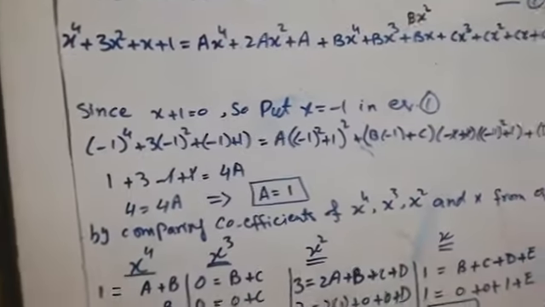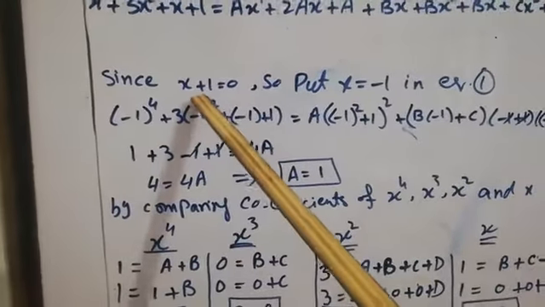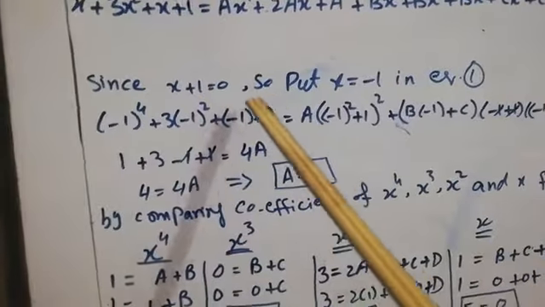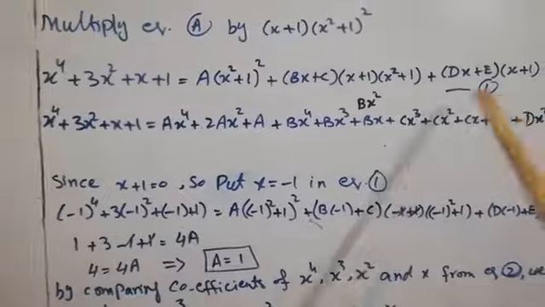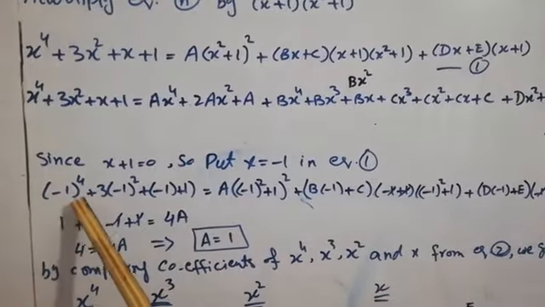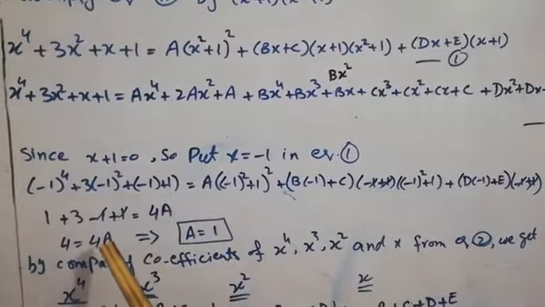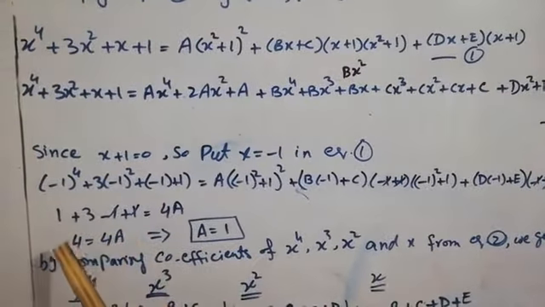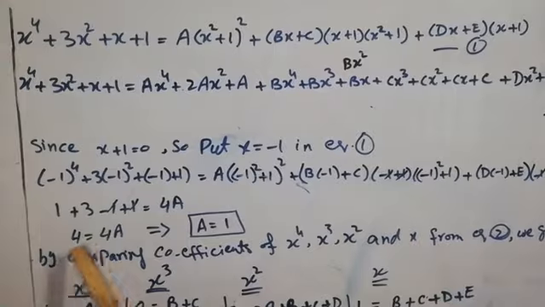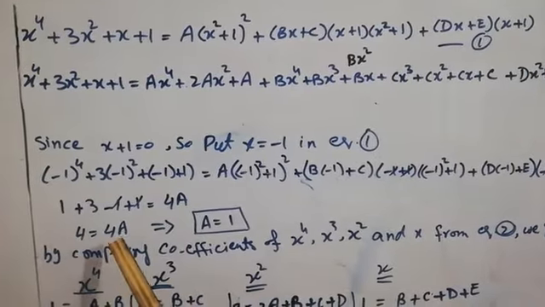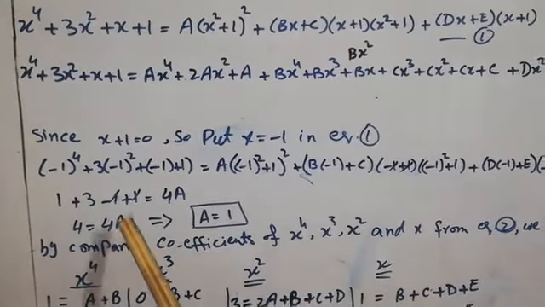x plus 1 is equal to 0, so from this we will get the value of x, which is equal to minus 1. So we will put minus 1 in equation 1. When we put minus 1 in this equation, then my dear students, we will get the value of A, which is equal to 1. Means 4 is equal to 4A; dividing by 4 on both sides, we get the value of A, which is equal to 1.